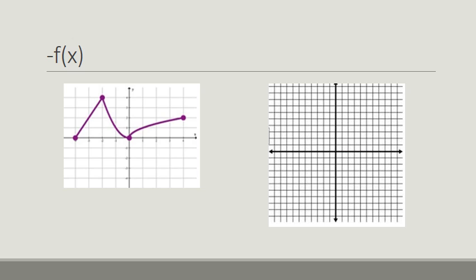With the negative outside, it means we flip it over the x-axis. So everything on the x-axis is going to stay the same, but this point that is up here is going to come down and flip here. The 0, 0 stays the same, and then that point flips, and the point that was here is going to flip down to here. So it looks like this.